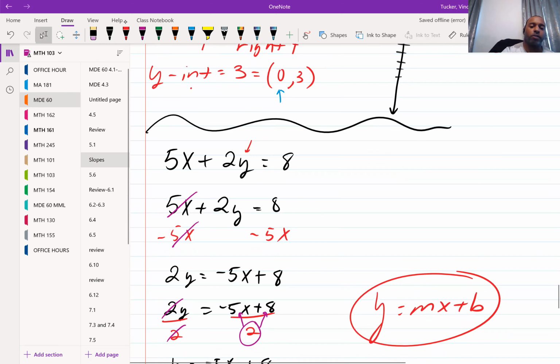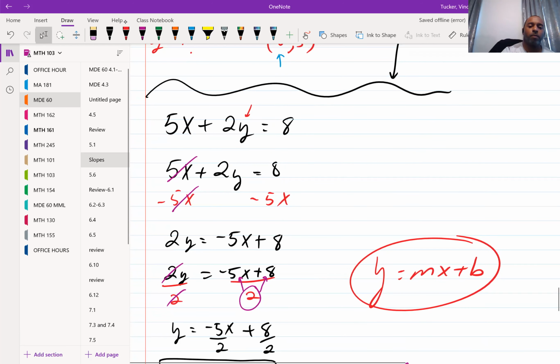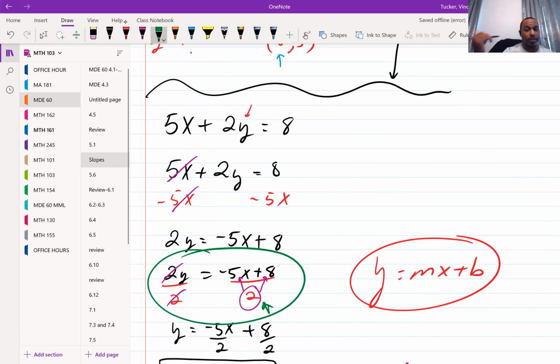Divide both sides by 2. And whenever you're doing that, this 2 has to go to each term that's in the numerator. So you can't just give it to the 8 and not give it to the 5x. So be careful with that. And so this is that breakdown.